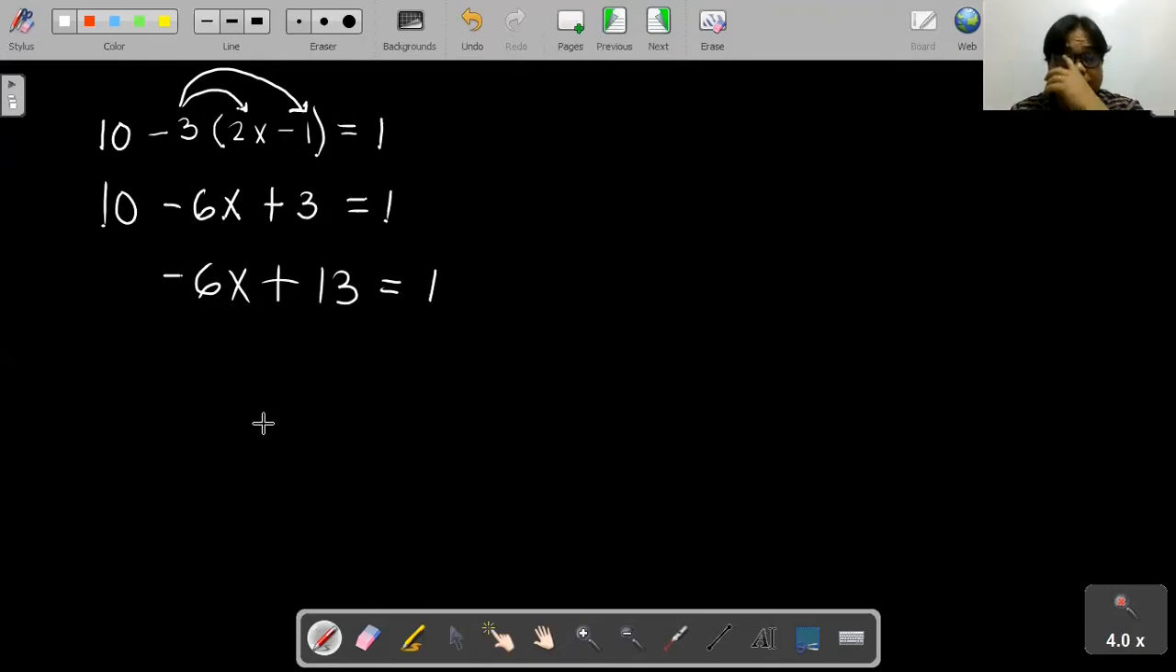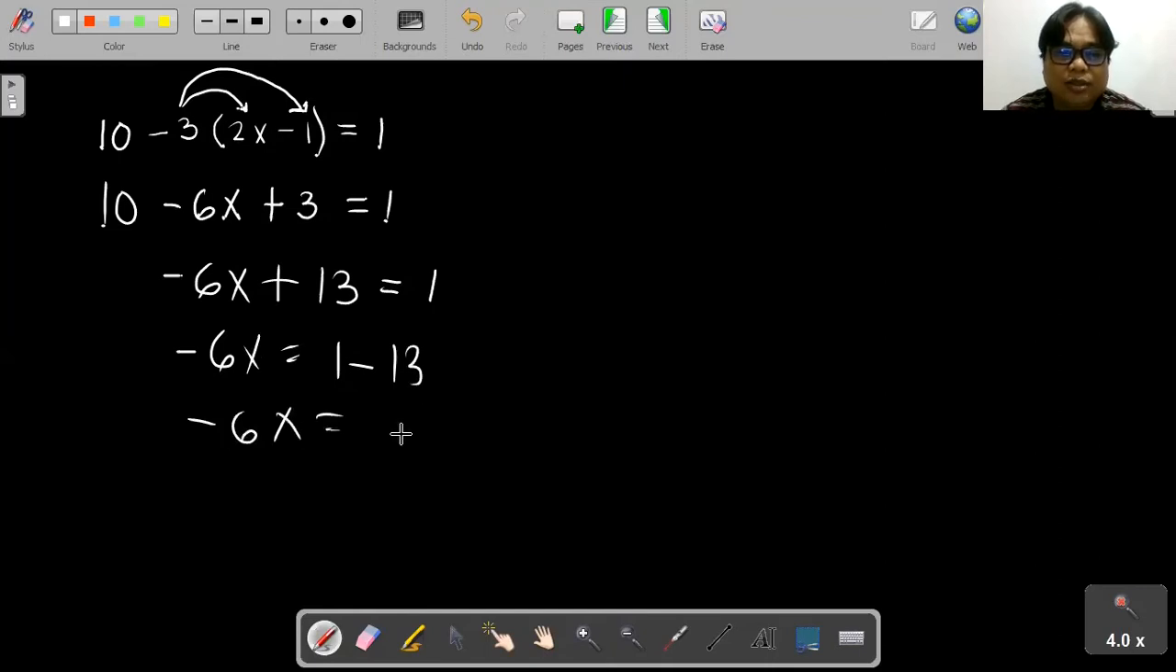Since we have already toned it down to the simpler form of the equation, the next thing to do is transpose, to separate the terms with the variables and the constants. So what I'll do is this: negative 6x, I'll transpose now the 13, so this becomes 1 minus 13. And then negative 6x. So 1 minus 13, you get negative 12.